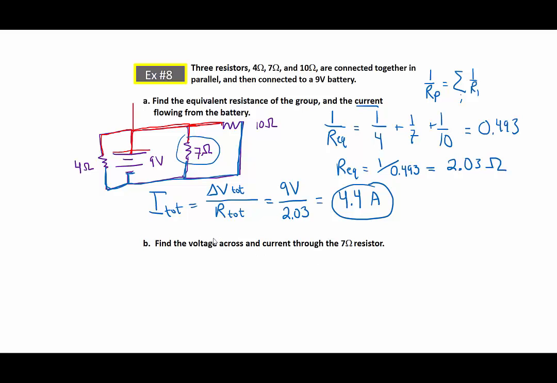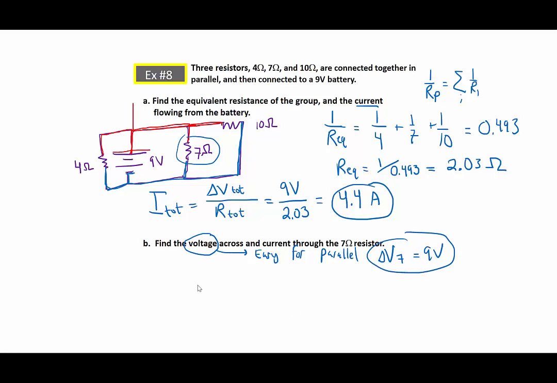So to find the current, we're going to have to do a little bit of work, but the voltage is easy for parallel circuits. Why is that? Well, look at the color coding I've drawn. If all my resistors are in parallel, each one of those resistors gets the identical voltage drop as it goes from one end of the battery to the other. So easy for parallel circuits, the voltage at the 7 ohm resistor is 9 volts. Okay, it is 9 volts.